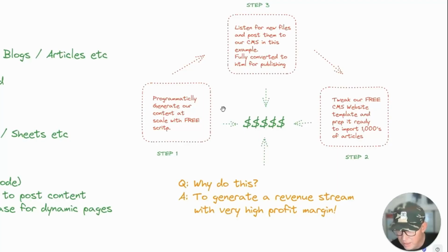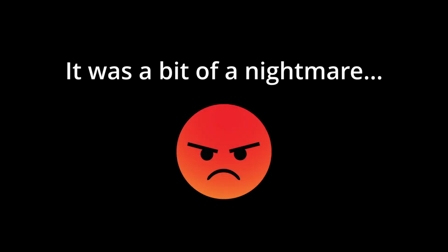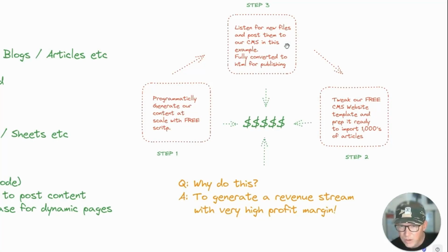Okay, so this is the process. Step one, we're going to programmatically generate our content at scale with a free script. That's nice and easy. Second, we're going to tweak our free CMS website template that I will provide to you, and we're going to prep it ready to import 100 or 100,000 articles. The third step, and this was by far the most challenging in this project, we set up a folder structure that will listen for files that are generated from our script here. And when they land in this folder, they will automatically post into our database of our website, and using dynamic pages, the web page will be instantly created and it will look amazing.